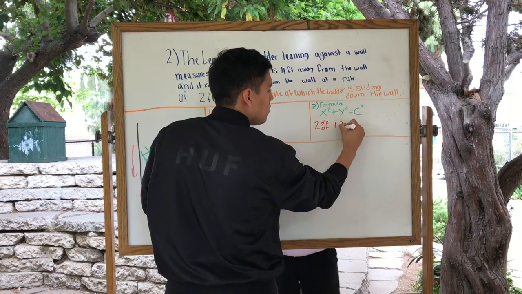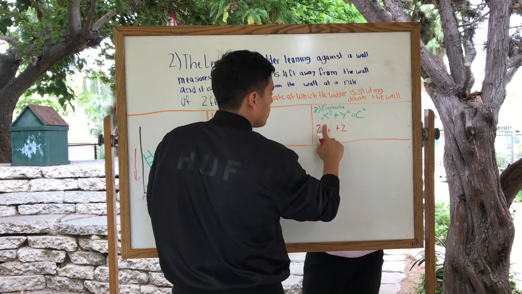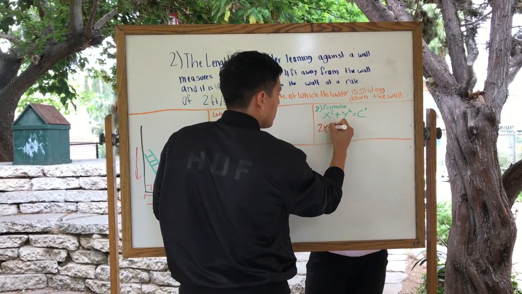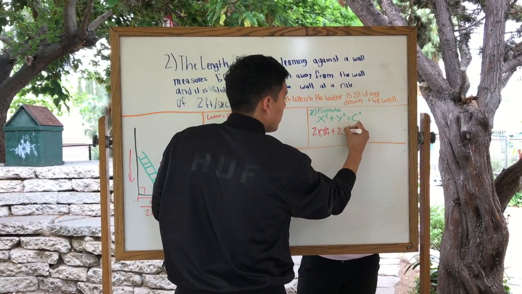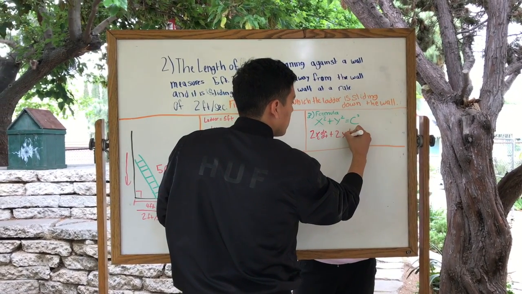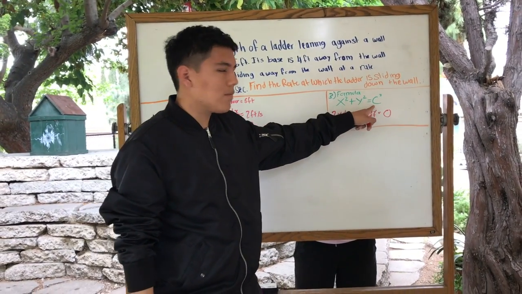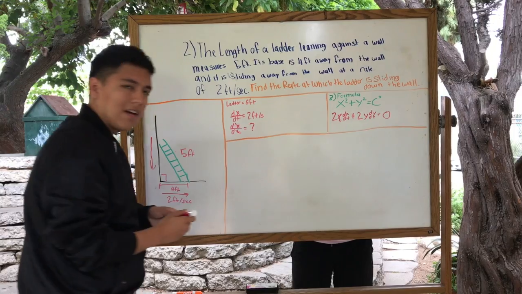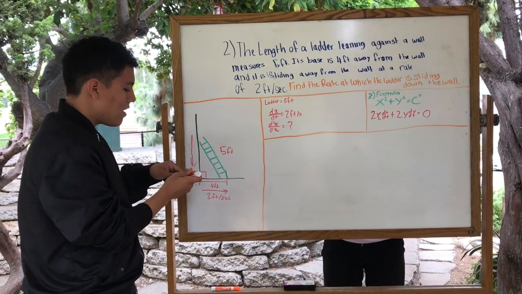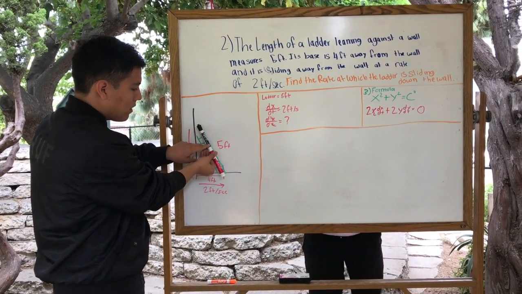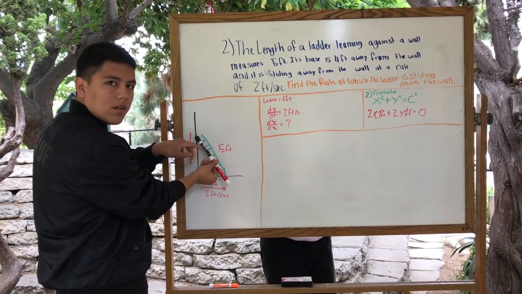plus 2x dx/dt and 2y dy/dt, and this is going to equal 0. The reason that you don't take the derivative of the c is because the ladder is constant. It's constantly at 5 and it doesn't change. It's going to be 5 no matter what.